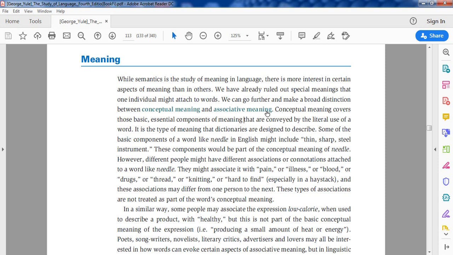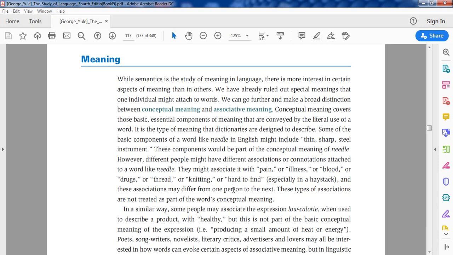What about the associative meaning? When you check the meaning, thin, sharp, steel instrument, you will not find pain, illness, blood, or drugs, or thread, or knitting, or hard to find, especially in a haystack. So, a needle in a haystack. These are associative meanings. You will not find them in a dictionary. They are attached to the meaning of the word needle.